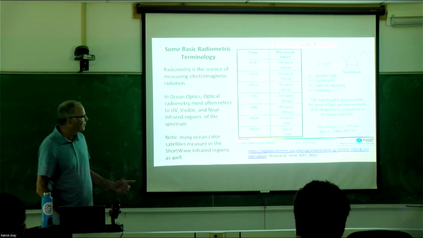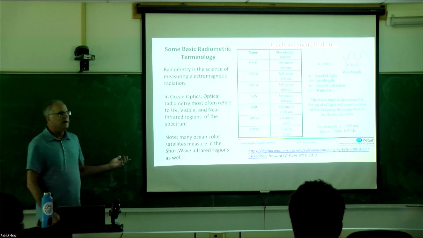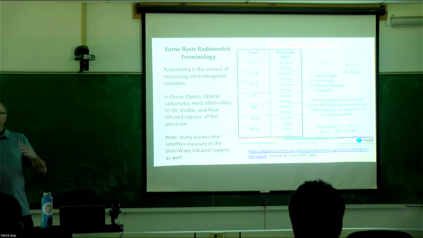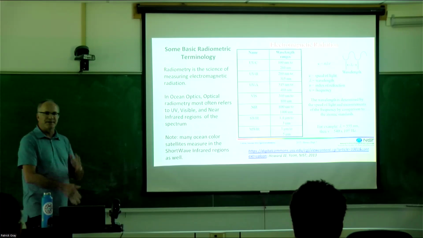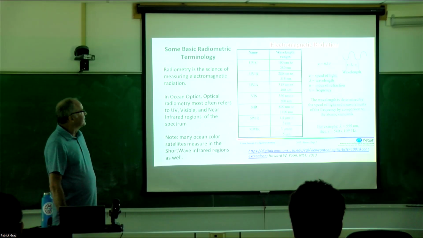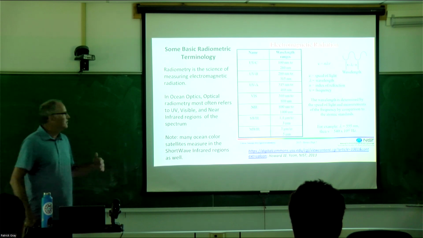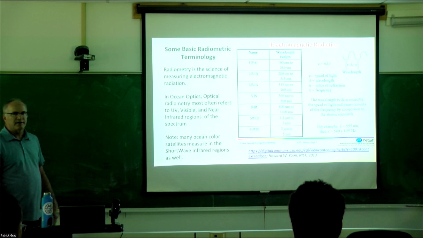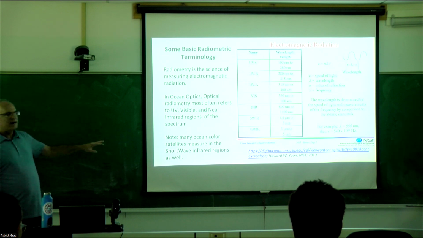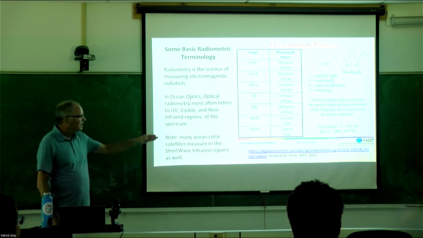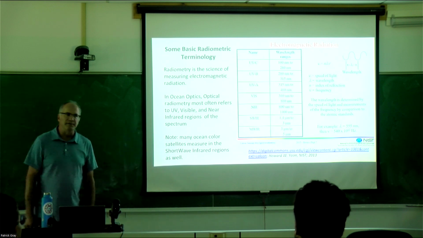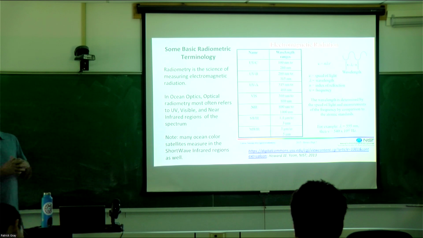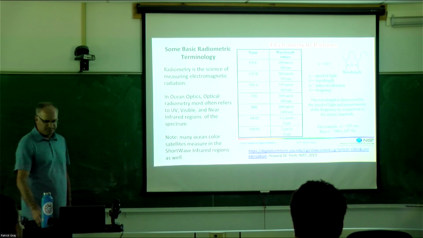I have this slide only in here just to remind you that there's different ways to slice and dice the spectrum. So in ocean optics, optical radiometry most often refers to the UV, the visible, the near IR spectrums. However, there's a lot of potential to use some of the shortwave SWIR bands to actually understand more about the atmosphere itself as well.